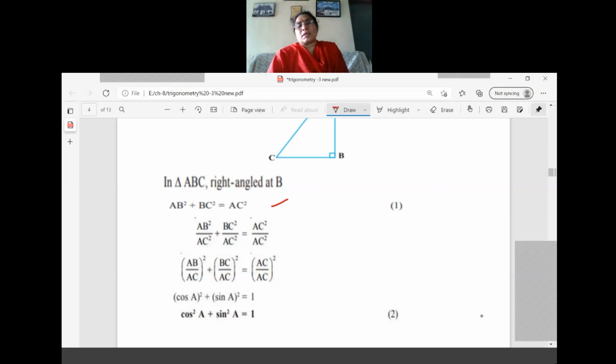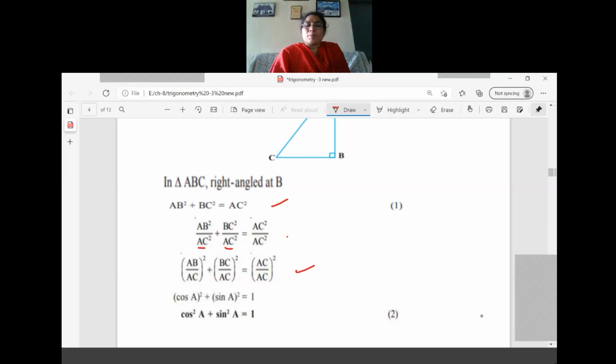Now what is the next equation? We should divide by AC square on both sides. So the left side becomes AB square by AC square, plus BC square by AC square, and the right hand side AC square by AC square. So it is the same as (AB by AC) whole square plus (BC by AC) whole square, equal to (AC by AC) whole square.